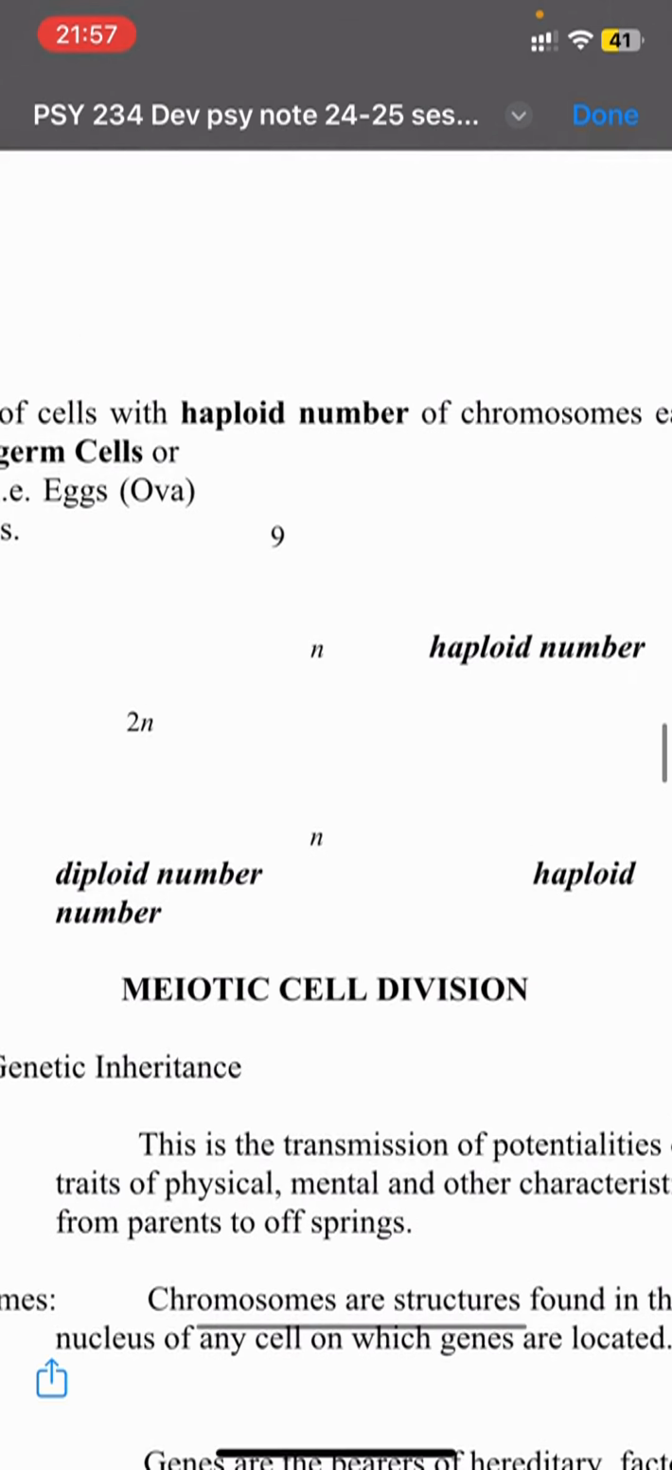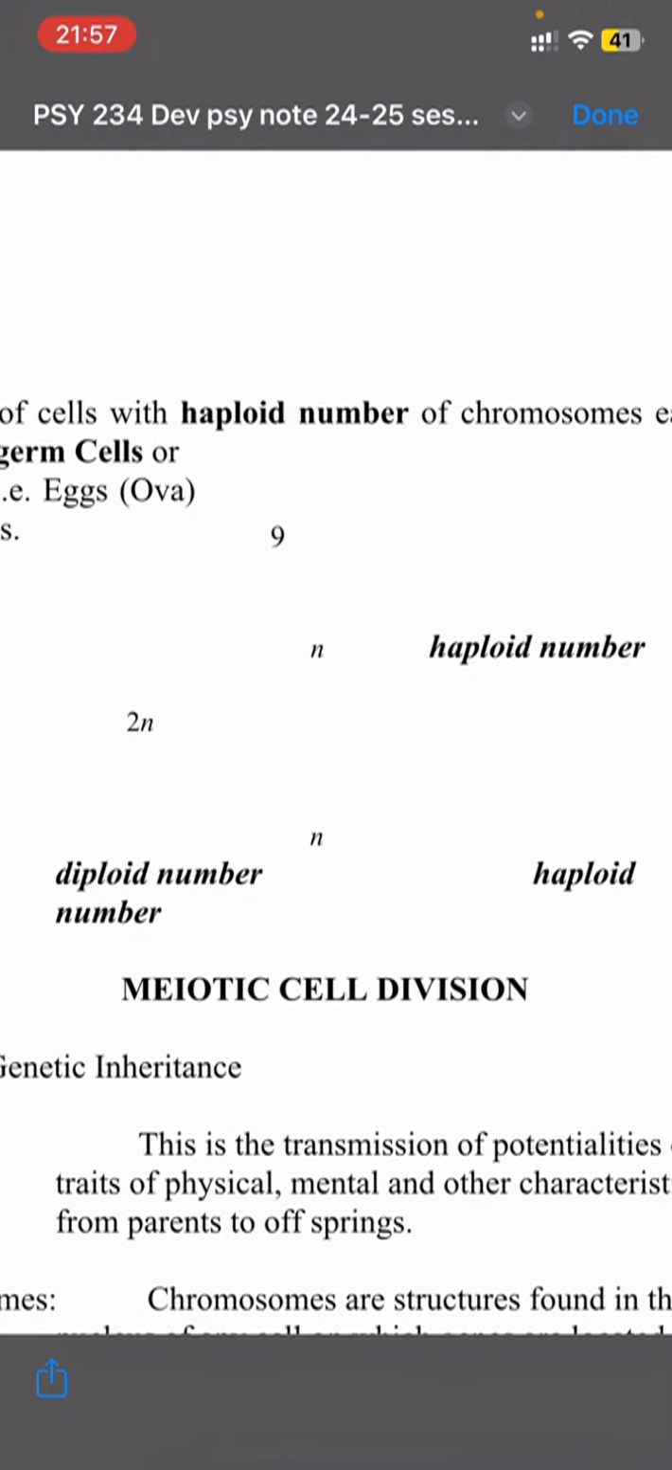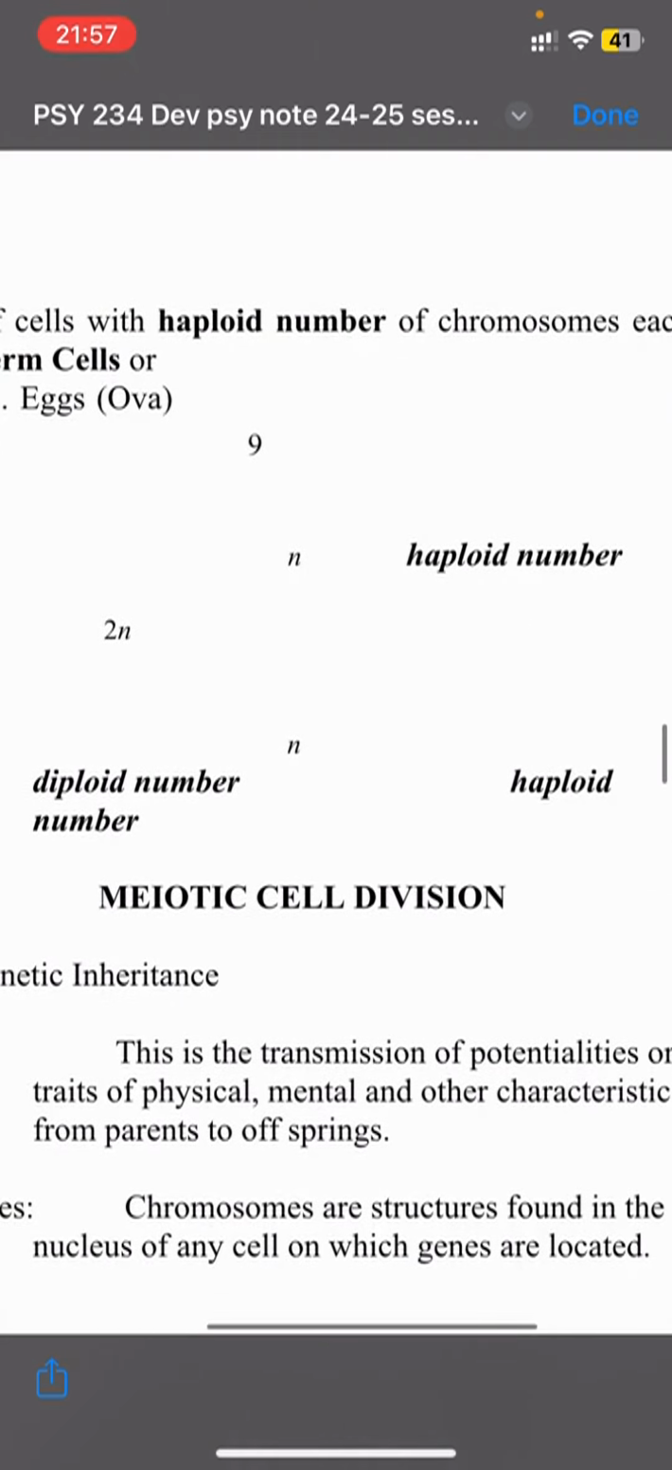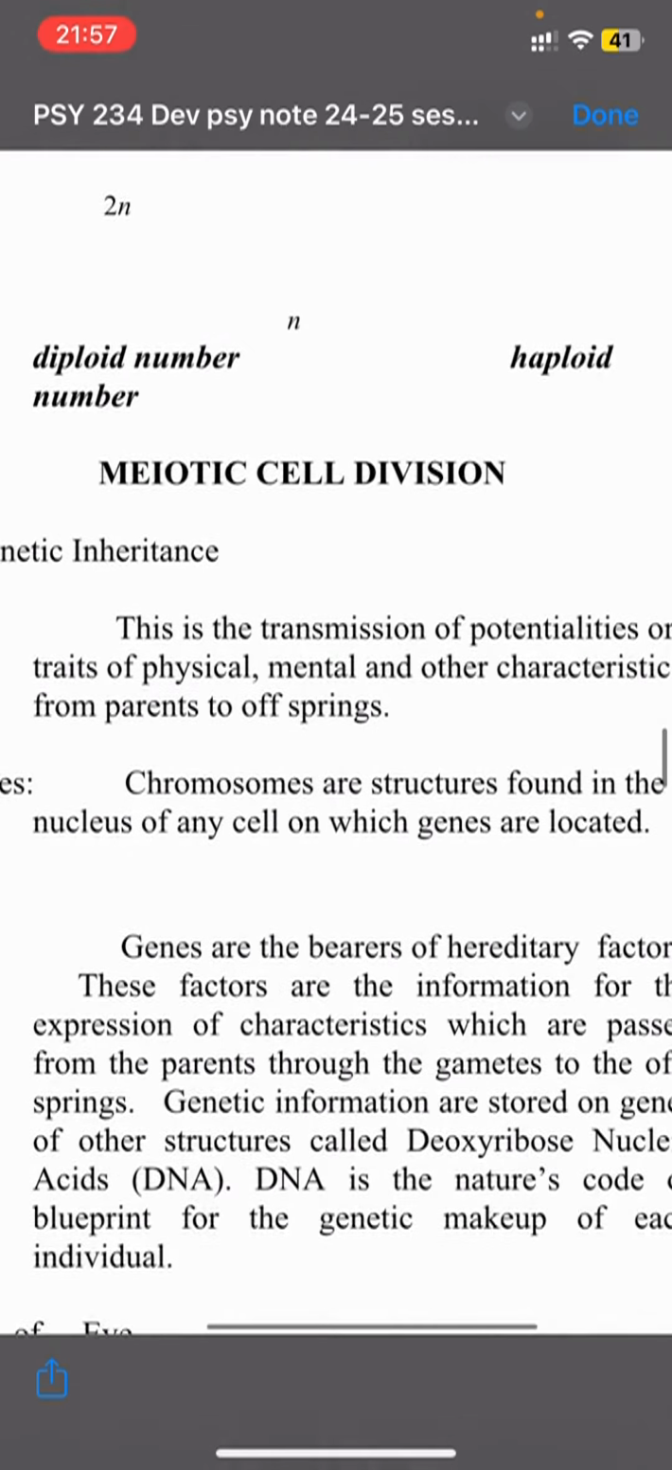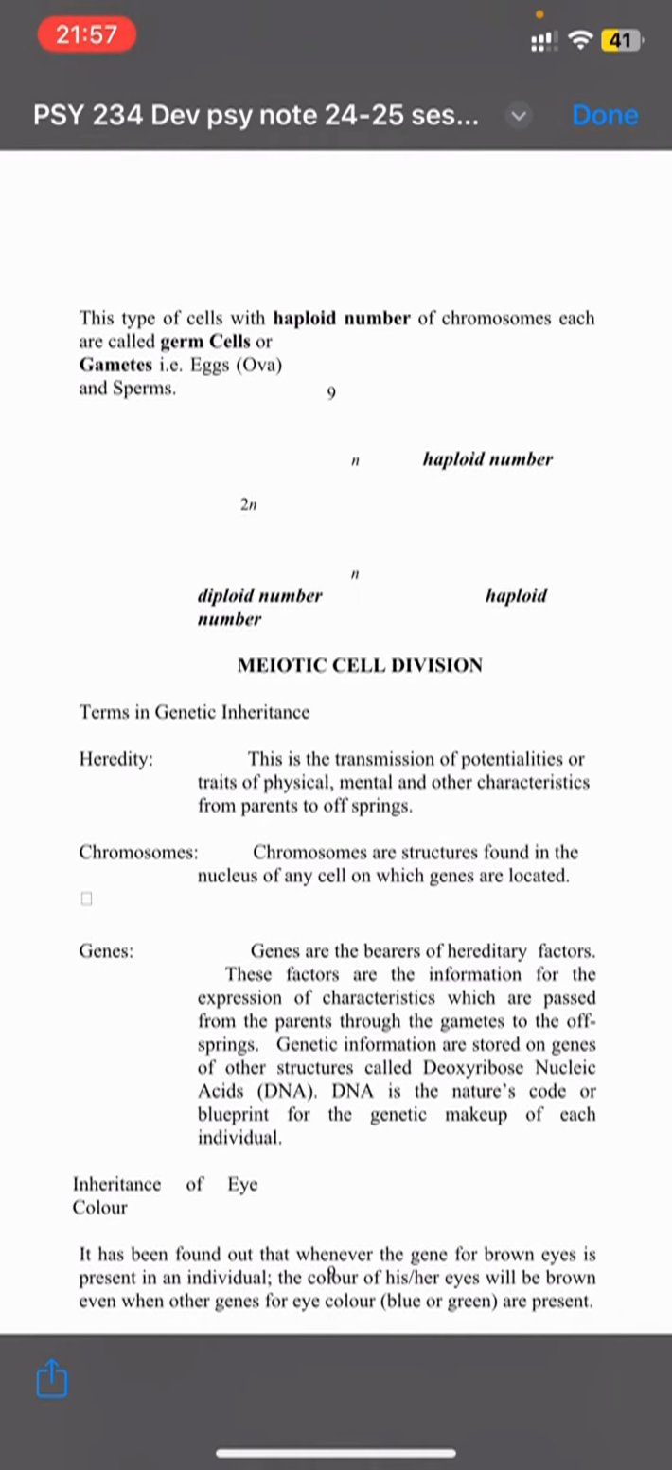So this is 2n. Now they're trying to break it down from complex to simple. To make that 2n, you need n and n, the haploid number. And the haploid number is what? 23. And 2n is the diploid number. That is massive. Now, meiotic cell divisions.